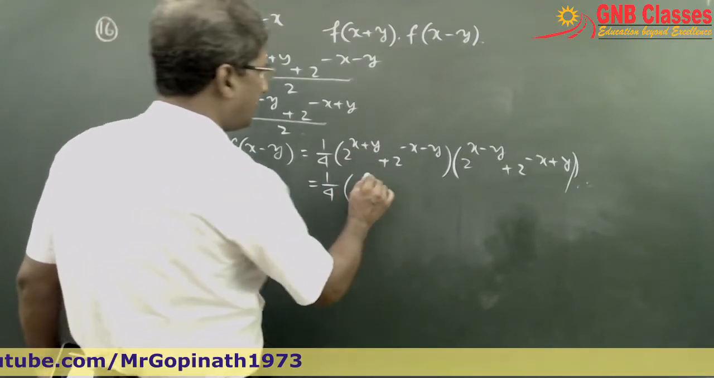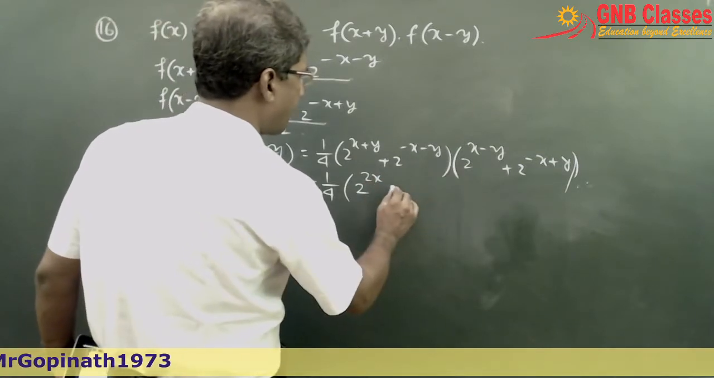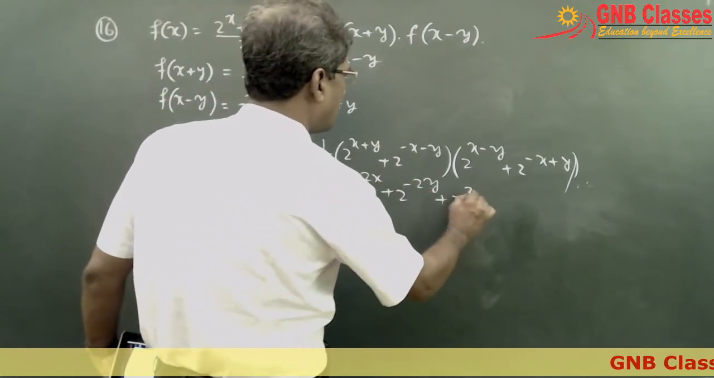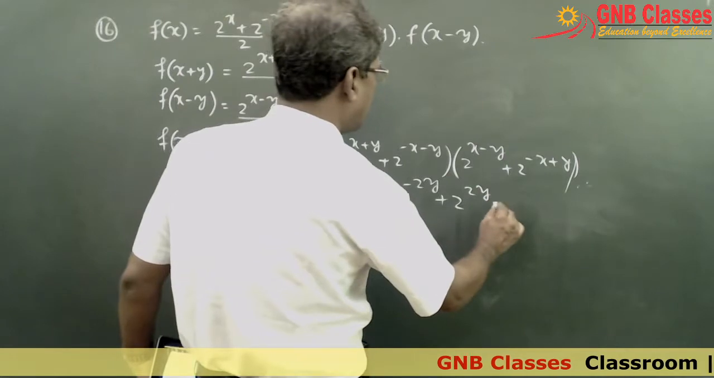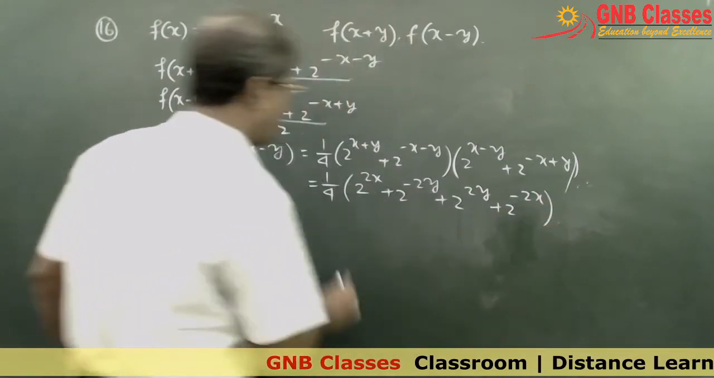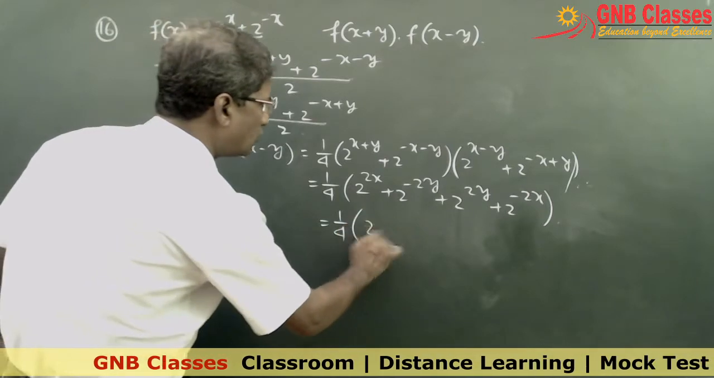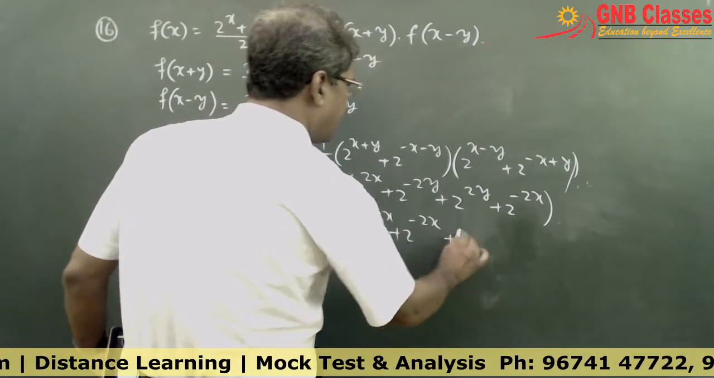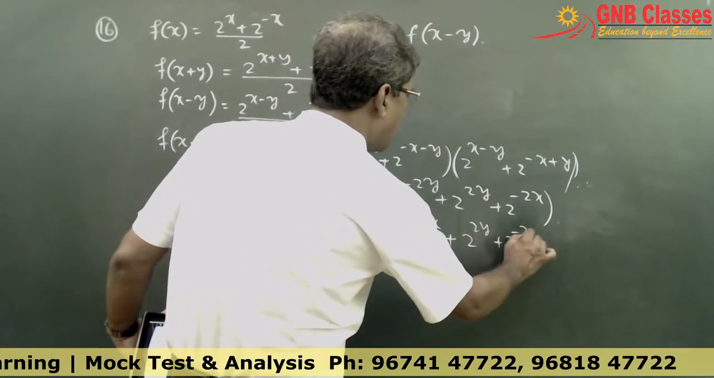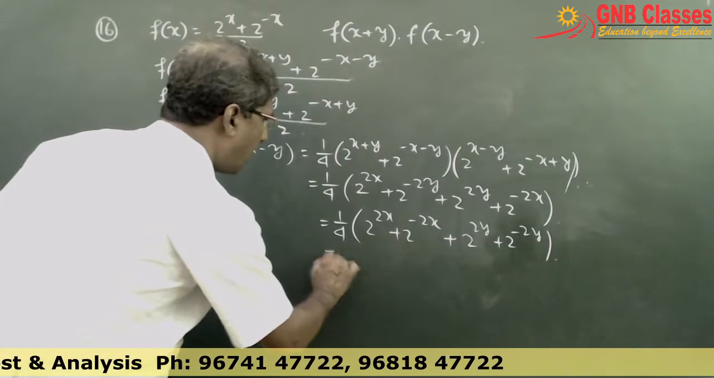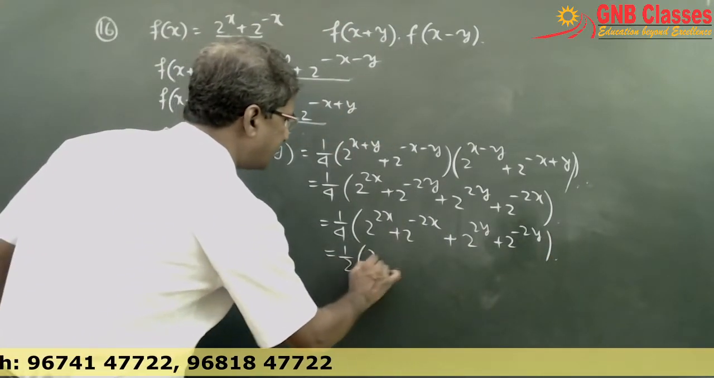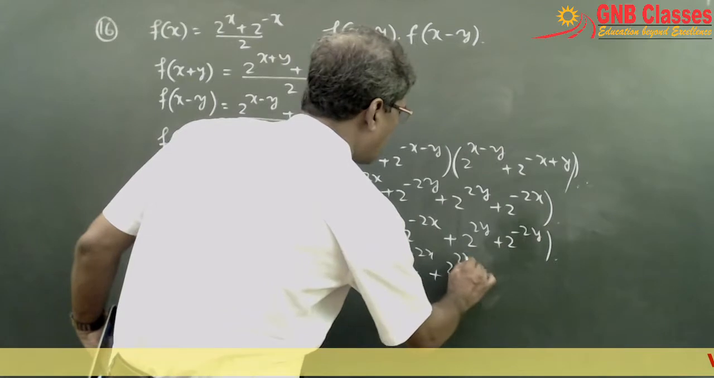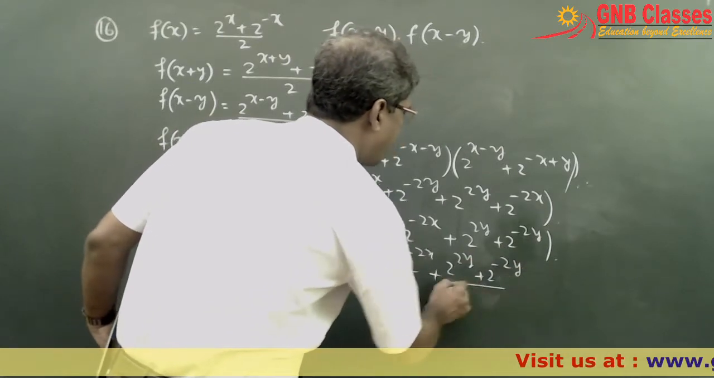2 to the power 2x. Is it okay? So it is nothing but your 1 by 4 into 2 to the power 2x plus 2 to the power minus 2x plus 2 to the power 2y plus 2 to the power minus 2y. So let me just take half inside, so we are getting half outside: 2 to the power 2x plus 2 to the power minus 2x divided by 2, plus 2 to the power 2y plus 2 to the power minus 2y divided by 2 again.